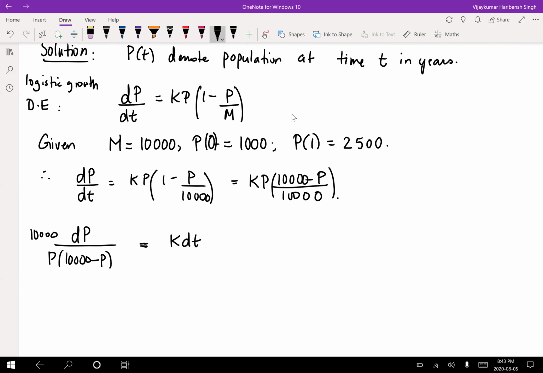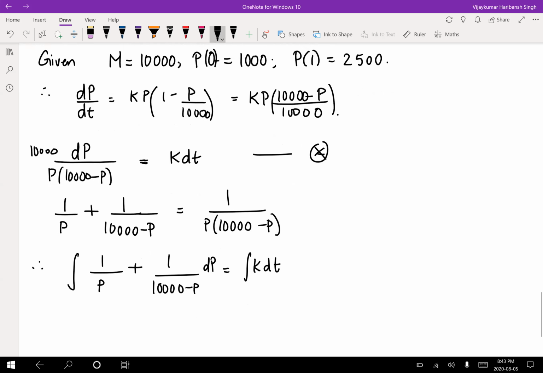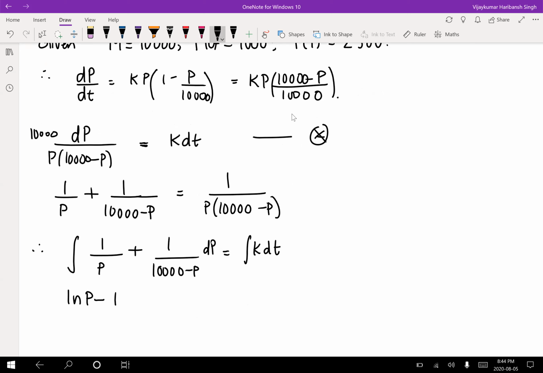Now we need to apply the partial fractions here. You can see that 1 upon P plus 1 upon 10,000 minus P, you can cross multiply and check that this is the case. Therefore, integrating on both sides, we get the integral of 1 upon P plus 1 upon 10,000 minus P dP equals the integral of k dt. So this is going to be ln P minus ln of 10,000 minus P equals kt plus some constant c.